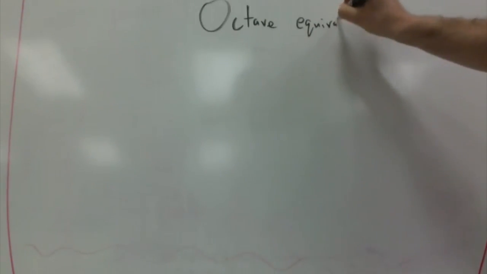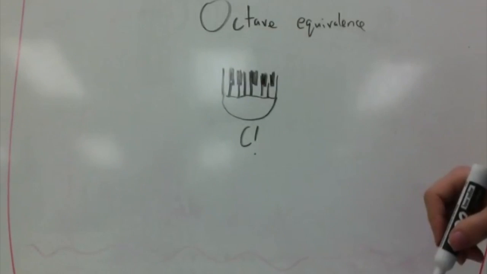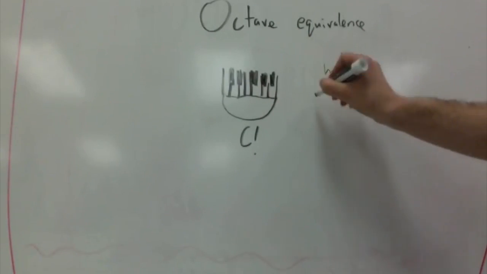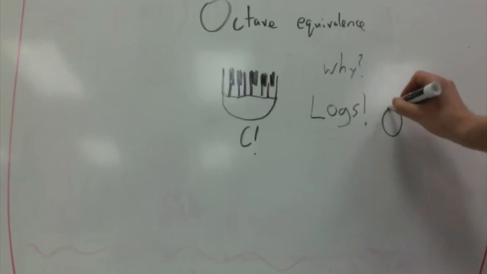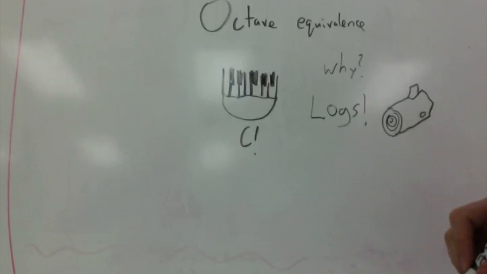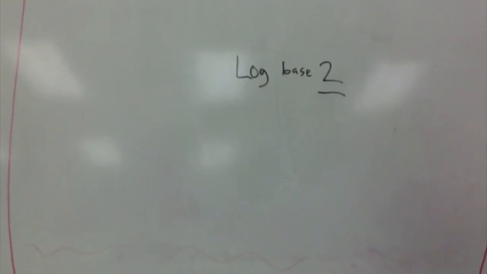So we're going to talk about octave equivalence, or the fact that notes with 2 times the frequency are considered the same note. But why? The answer is logs. For some reason, we seem to perceive music in log base 2. This is known as the miracle of octave equivalence.